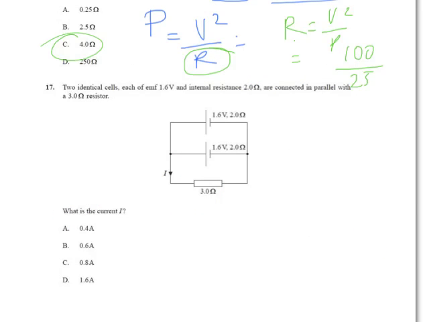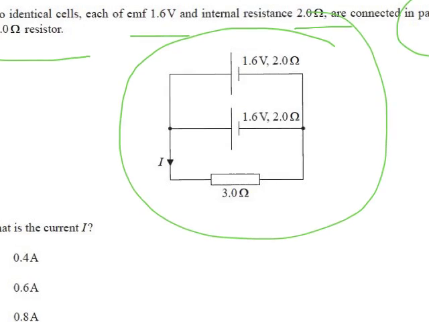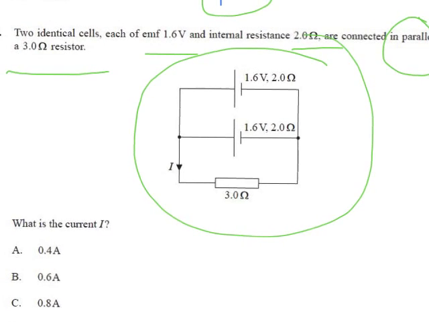Sticking with electricity, we now have two identical cells, each of EMF 1.6 volts and internal resistance 2 ohms. These are connected in parallel with a 3 ohm resistor. So this is our circuit here. Now again, this is quite a challenging question. It really requires you to work hard, but I'll go through it. The best way to answer is to consider Kirchhoff's laws.